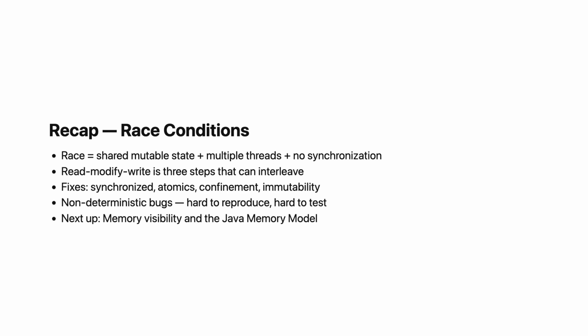In the next video, we are going to explore an even more subtle problem. Even if you fix all your race conditions, threads can still see stale data due to CPU caches and compiler optimizations. That is the Java memory model, and it is the topic of our next deep dive.